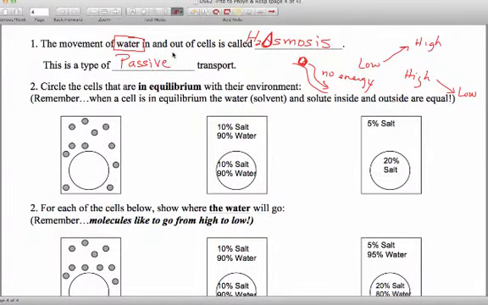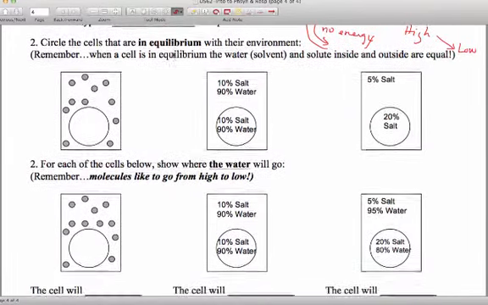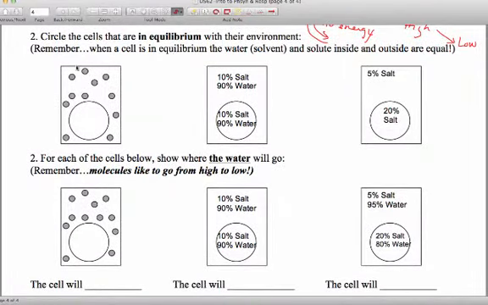And there are 3 different types of passive transport that you'll be responsible for that we've already discussed. So you want to make sure that you go back and revisit that if you're not comfortable with it. Let's look at question number 2. Question number 2 says, circle the cells that are in equilibrium with their environment.